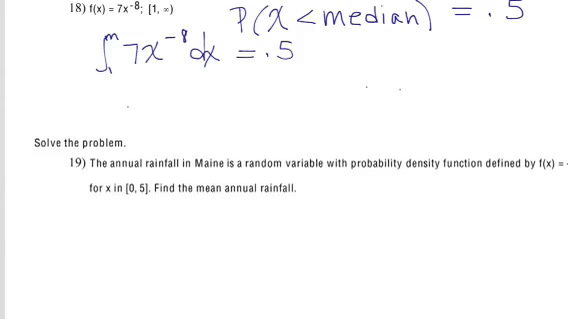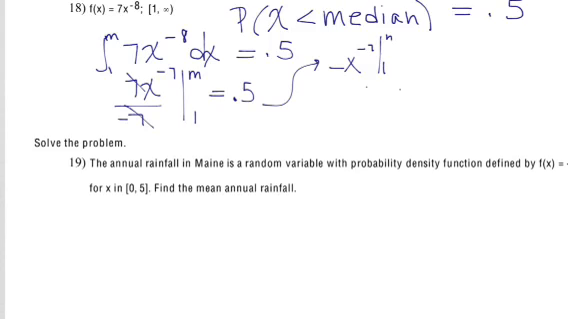So now you just have to integrate 7x to the negative 8, which will be 7x to the negative 7th over negative 7, from 1 up until the median. This equals 0.5. I'm afraid I'm running out of space. So that cancels, and you get negative x to the negative 7th from 1 to the median equals 0.5. So this is negative 1 over x to the 7th. You substitute the upper bound in and the lower bound in. I didn't really have enough space for this. I apologize.